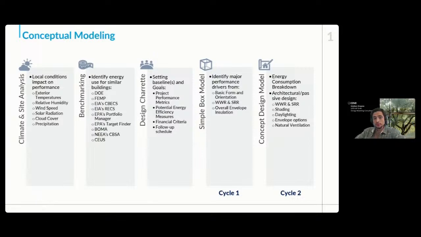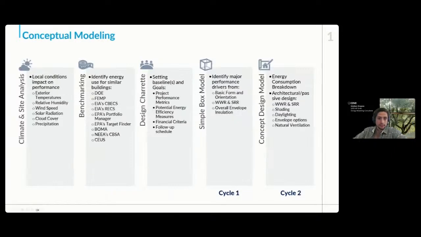A cycle number two would be a concept design model in which energy consumption is broken down, already including additional elements as shading, daylighting, different envelope options, and the possibility of doing passive conditioning strategies like natural ventilation. So in this phase, in this cycle is where you want to exploit all the characteristics of your building and your site to minimize the need of mechanical and electrical systems to provide comfort to your building.